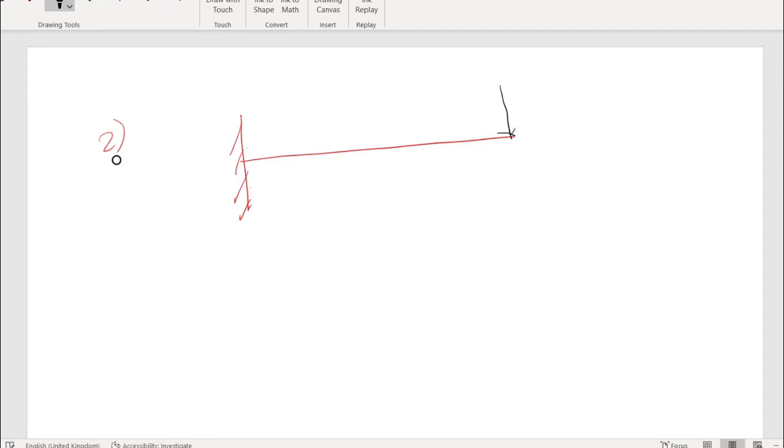This N is 100 newtons. Okay, 100 newtons. And this at 1 meter from here, I name this as D. I name this as C. At 1 meter from here is acted upon by 50 newton.